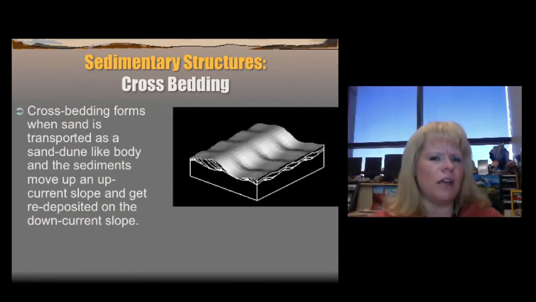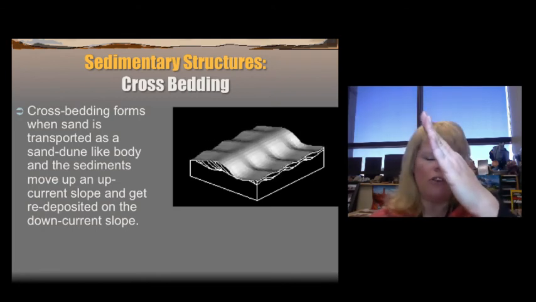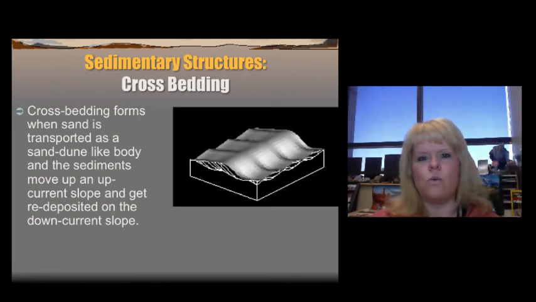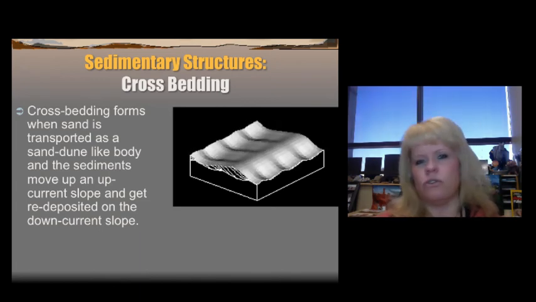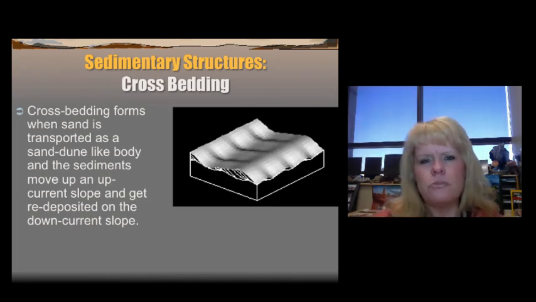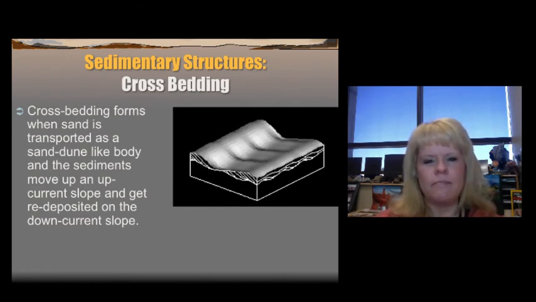And so you can determine, based on the angle of the cross beds, the degree of the wind. In other words, what kind of wind patterns were there? Was it really fast? Was it fairly low winds? Was there a prevailing wind? Cross-bedding tells you a lot about the depositional environment of that area.